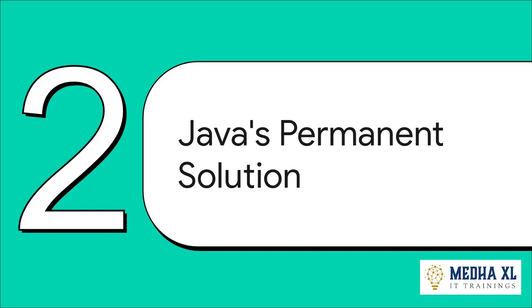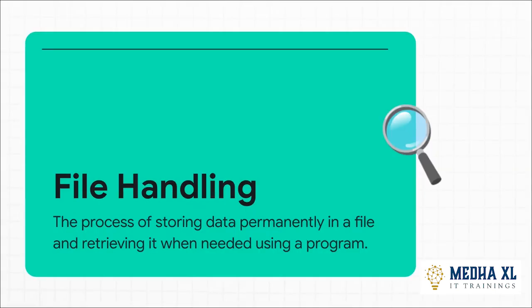Okay, so how do we hit save inside our actual code? We need a way to make our data permanent. And in the world of Java, that permanent solution is called file handling. File handling is pretty much what it sounds like. It's the whole process that lets our program talk to files on our computer's hard drive. It can create them, it can read what's in them, and it can write new stuff to them. This is the key to making data persist long after our program has finished running.